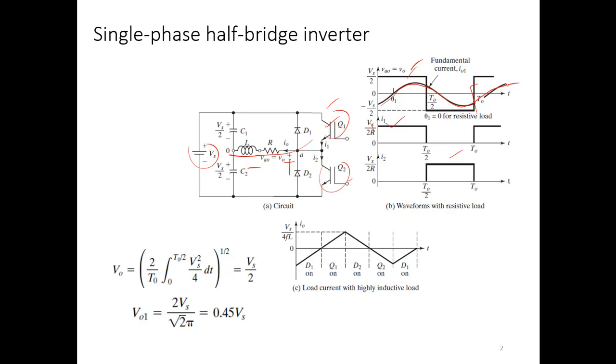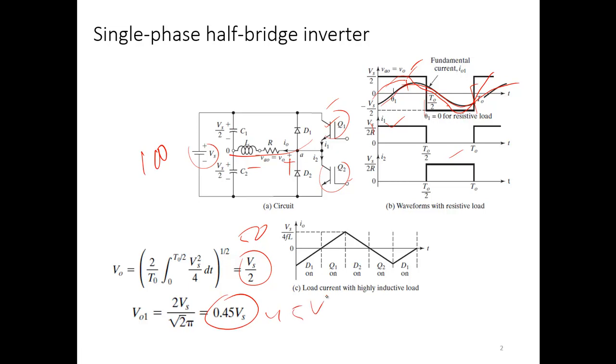Now the average output voltage will be Vs by 2, which is half of that, because the positive and negative RMS value will be like this. But the question is how much will be the fundamental component of that voltage waveform, which will be the useful part. The rest will be the harmonics. The RMS fundamental component is 0.45 of Vs. If this is 100 volts, the output RMS value will be 50 volts, and 45 volts will be the fundamental component.